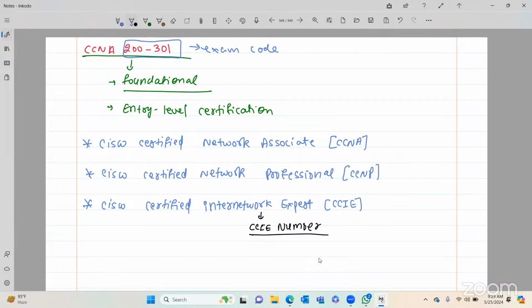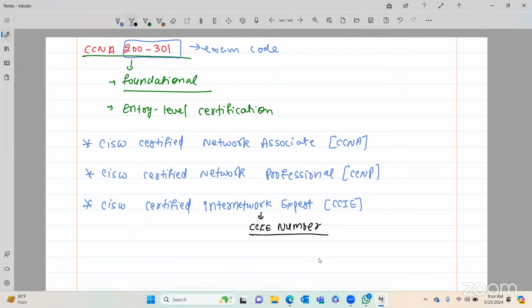Or sometimes they can pay you for your CCIE number only. You don't even have to do any work. You can give your CCIE number to them for some time, and you can get 20,000 per month, right? So that is also possible. So CCIE is a very big thing.